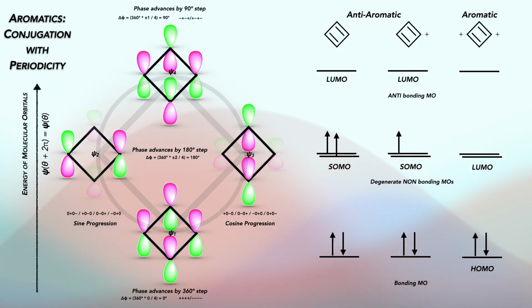For a four-membered ring, the phase advances in 90-degree steps. This creates degenerate non-bonding orbitals at the Fermi level. If electrons are forced to occupy these half-filled states, nodes cannot be eliminated, and phase strain is unavoidable. That's anti-aromaticity. Not because quote-unquote 4 is bad, but because the wave function cannot resolve its boundary conditions.